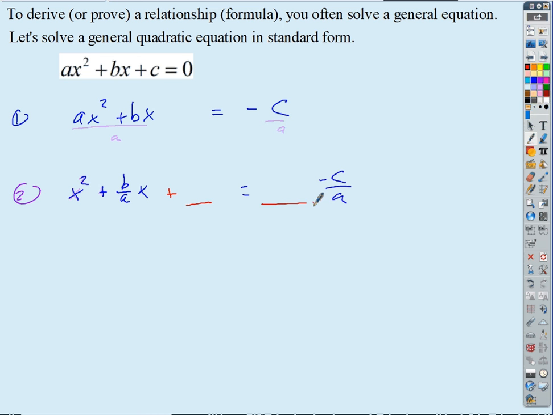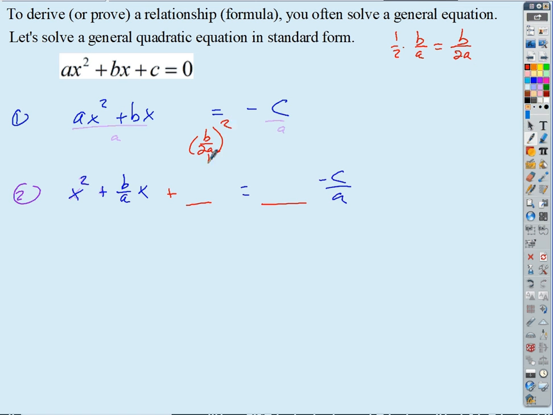Well, what is that? If I do b over a, half of that, I'm not going to divide by 2. I'm going to multiply by 1/2, right? So I just get 1/2 times b over a. If I multiply straight across it is b over 2a. Everybody agree? So that's what I'm going to have to square.